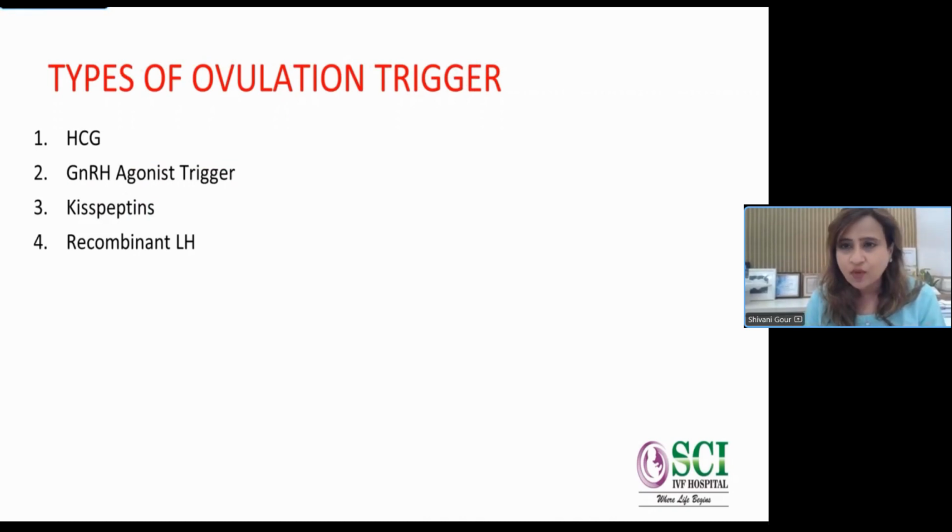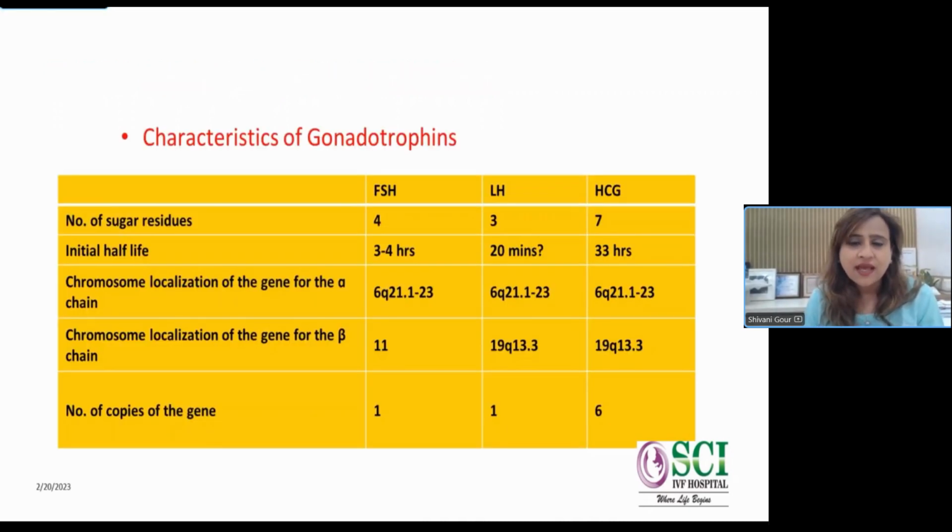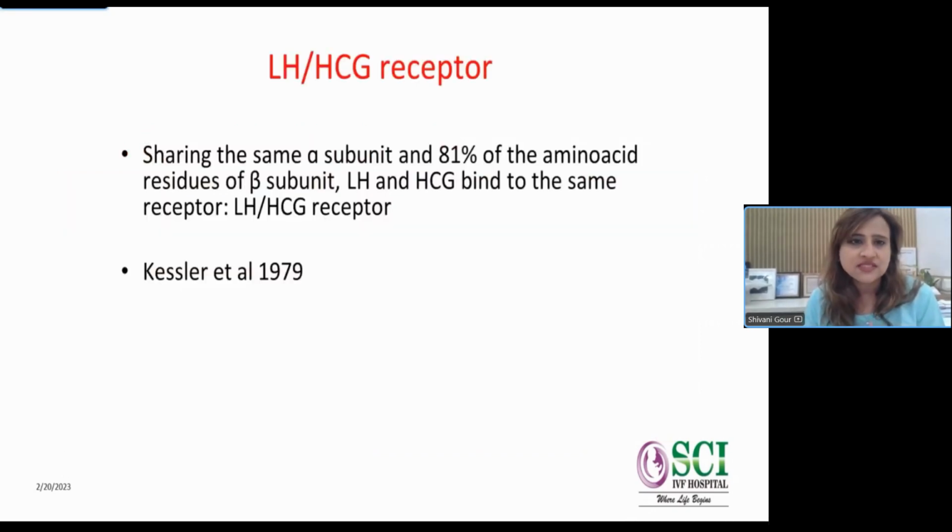Now, there are primarily 4 kinds of triggers: HCG, GnRH agonist, kisspeptin, and recombinant LH. FSH, LH, and HCG, if you compare, take a look at the initial half-life. So, LH is 20 minutes versus the 33 hours for the HCG.